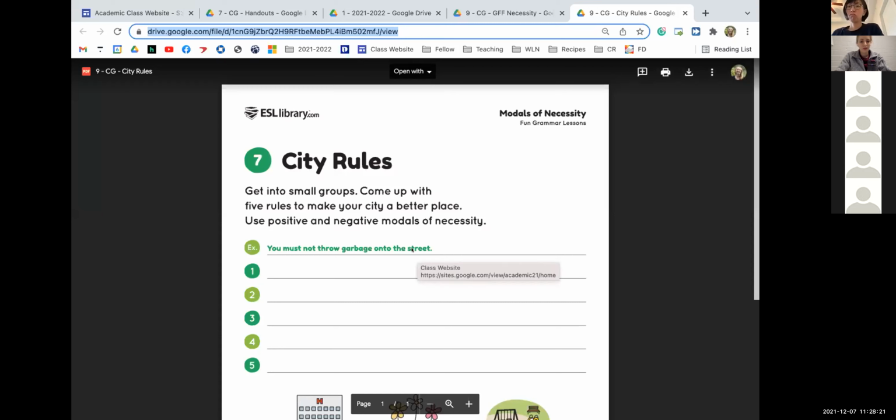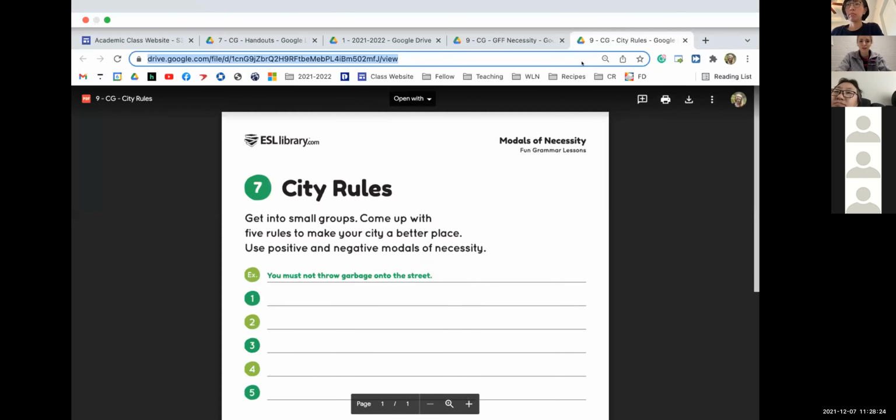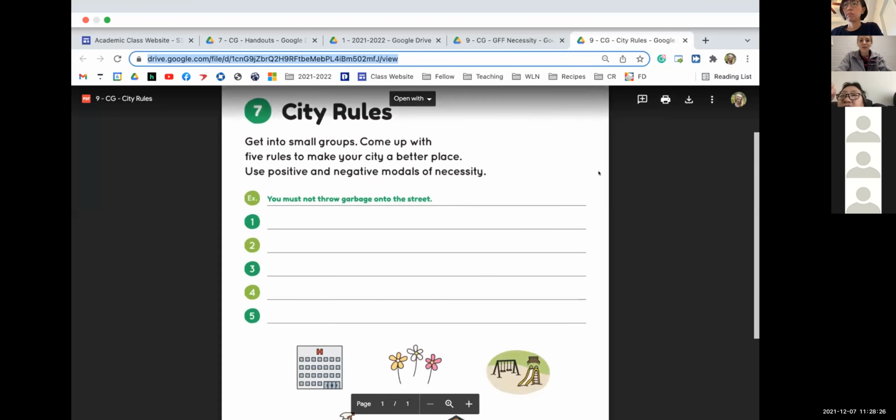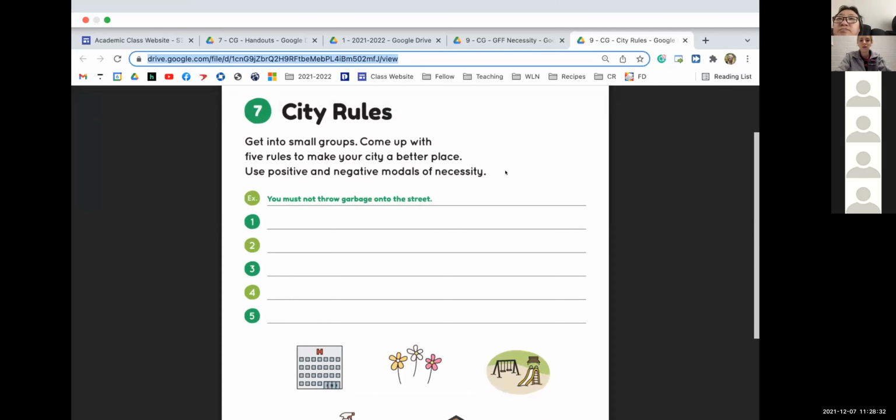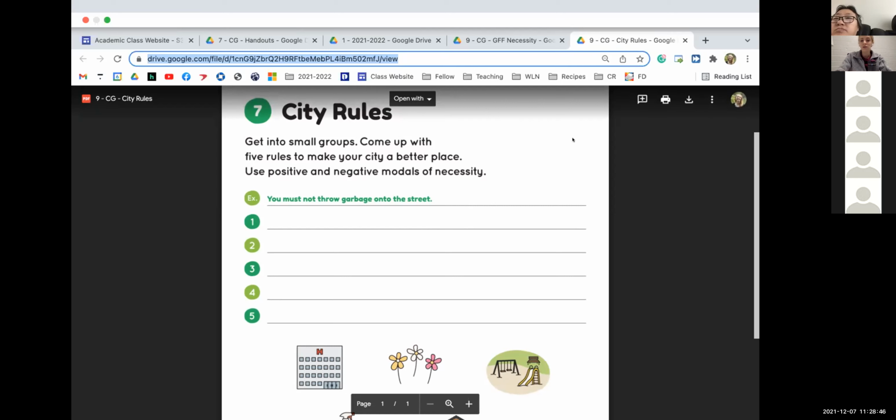We're going to go back into our breakout rooms, but I wanted to give some instructions first. Together in your small group, come up with some rules to make your city a better place using positive and negative modals of necessity. Generally, in writing, we use the modal must or must not. In speaking and conversation, it's more common to use have to and have got to. Because must is so strong, it can be a little forceful or powerful to say, so we say have to or have got to.